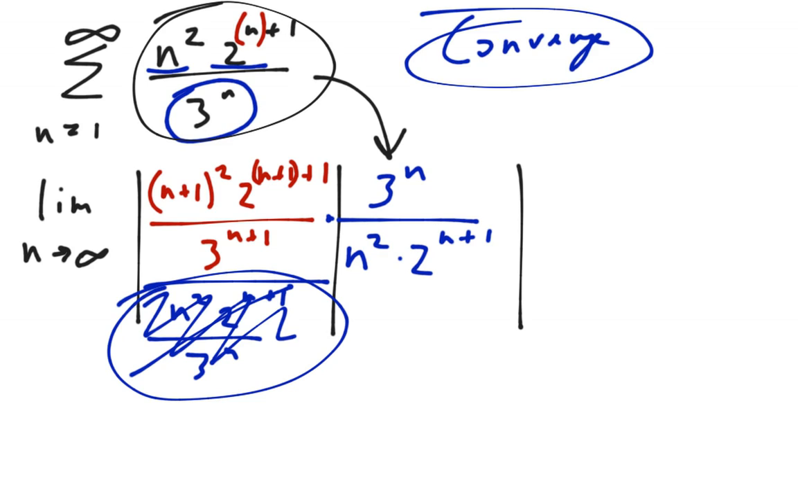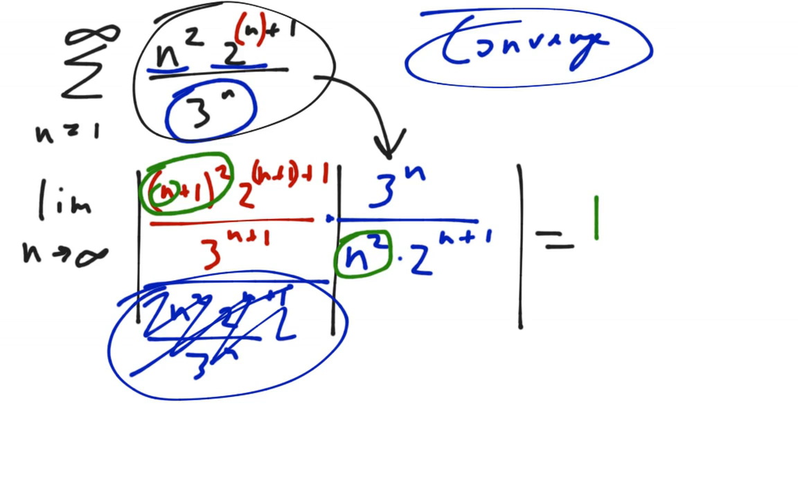Okay, let's look at like terms. Here's what I mean by that. We have polynomial terms because we have n plus 1 squared and n squared. Using L'Hopital's rule, we can see that we have 1n squared divided by 1n squared, and so those two will go away and become a limit of 1.